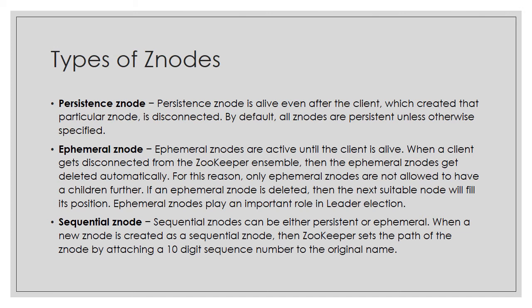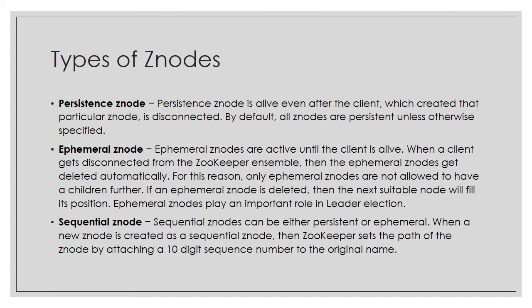The persistent Z node is alive even after the client which created that particular node is disconnected. By default, all Z nodes are persistent unless otherwise specified. And the ephemeral Z nodes are active until the client is active. Once the client goes down, the ephemeral Z node goes down as well. So for this reason, ephemeral Z nodes are not allowed to have children, because once the client goes down, all the children under it will also go down. So we don't have any children below an ephemeral Z node.